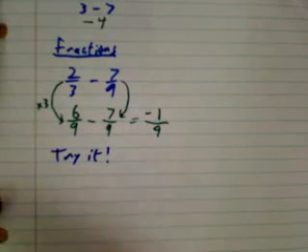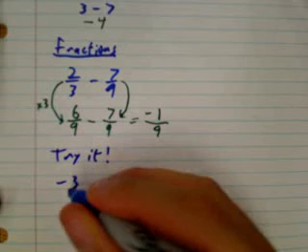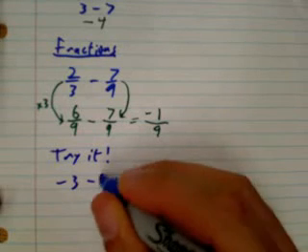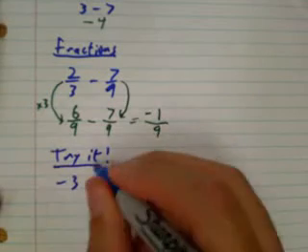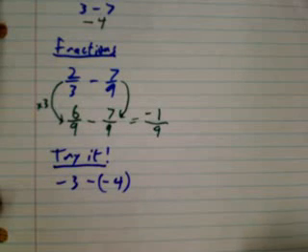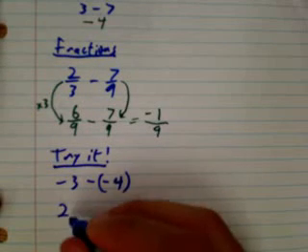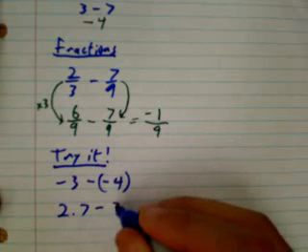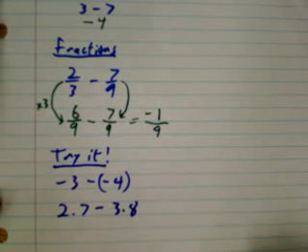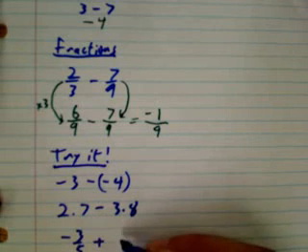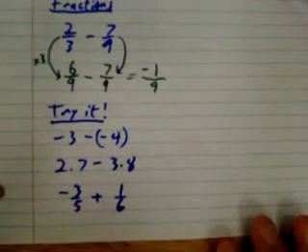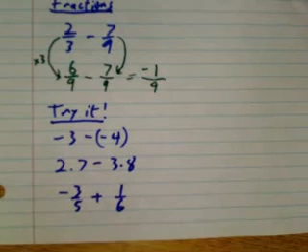So let's try -3 minus a -4. See if you remember what to do there. I'm just kind of throwing that at you. I know it's very mean and cruel. Then 2.7 minus 3.8, and -3/5 plus 1/6. Go ahead and try those three out. I will get back with you in a minute.